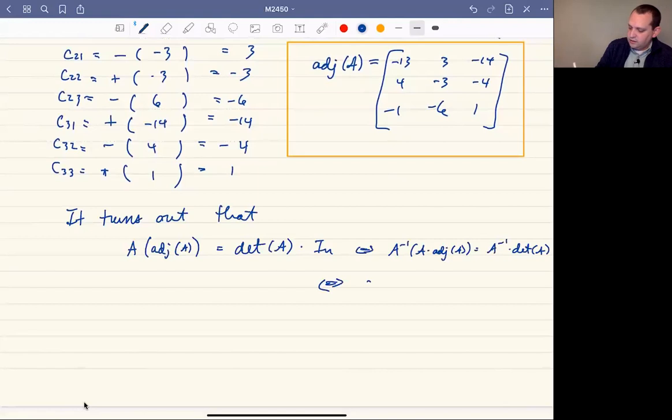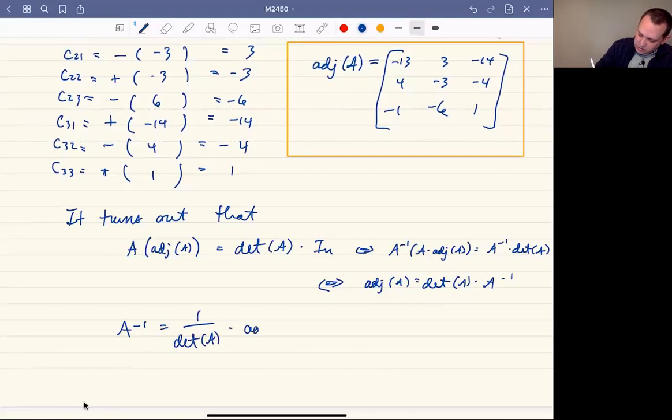Well, so this tells you that the adjoint of A is equal to, I'm sorry, is equal to the determinant of A times A inverse. And this is really just another way to say that A inverse is 1 over the determinant of A times this classical adjoint.